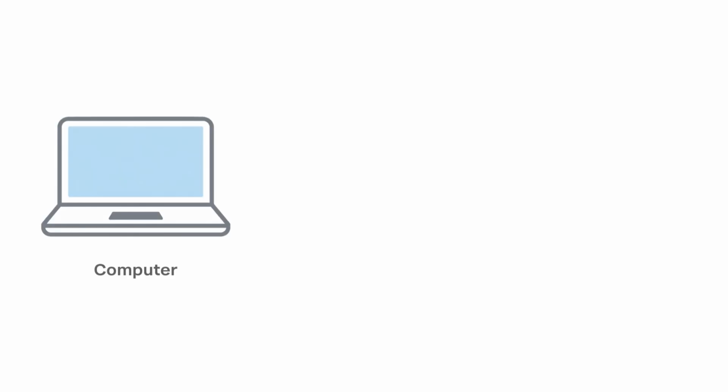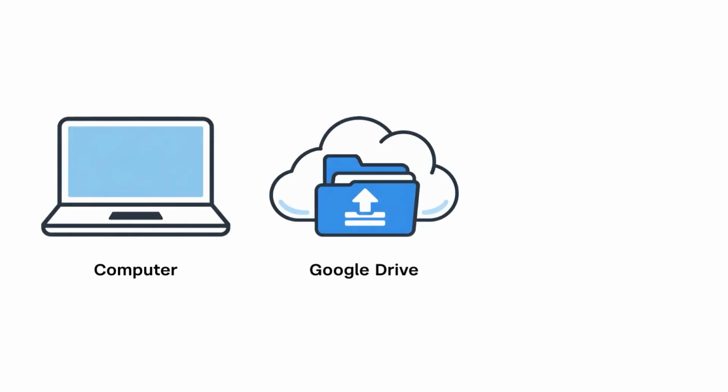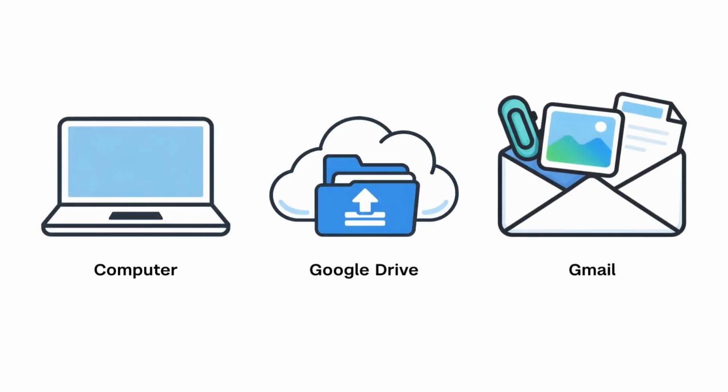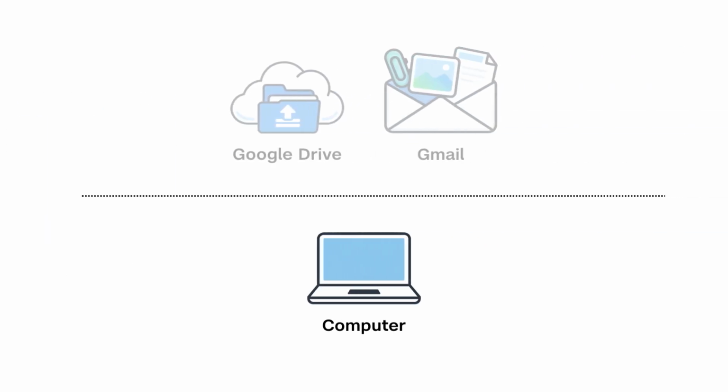There are three common places where a file might live: your computer, your Google Drive, or your Gmail. Let's check each one. Let's start with your computer. When a file is saved on your laptop, it's stored on the machine's hard drive. This is called local storage. Local because the file exists right here on this specific device.